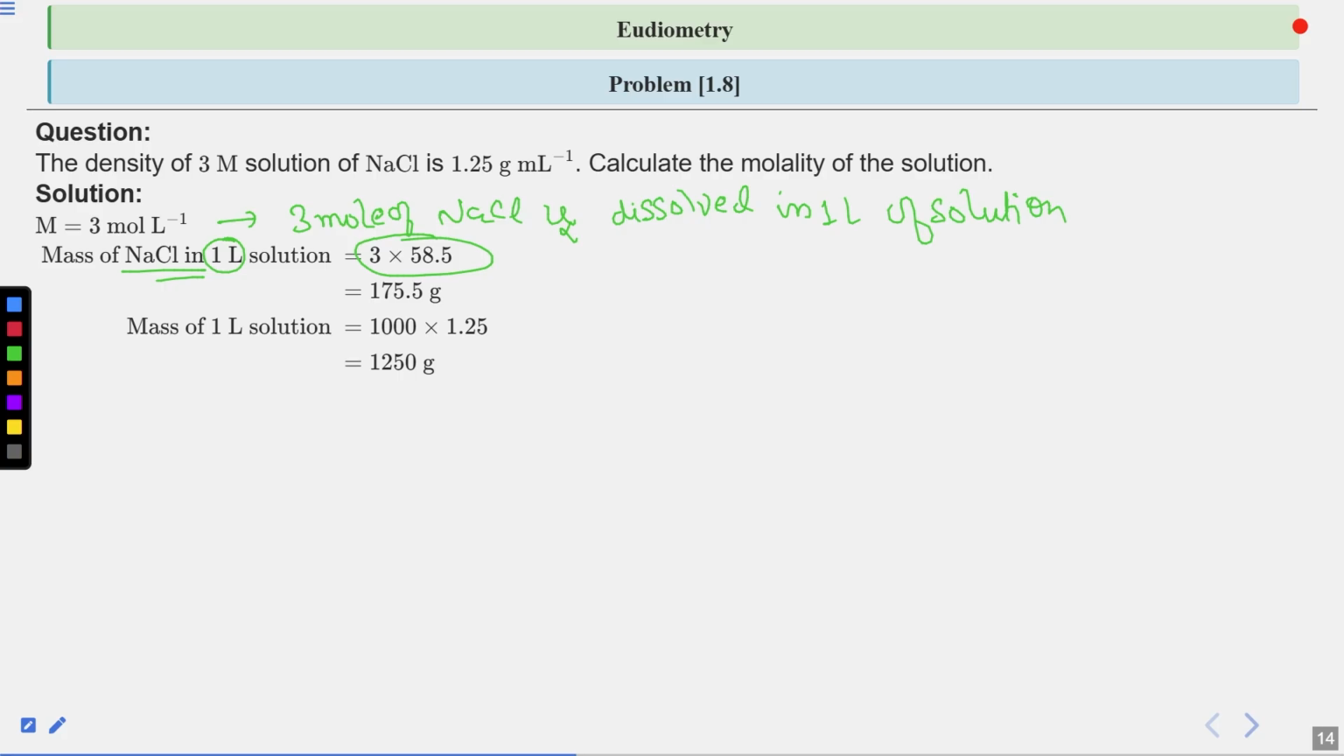Now if 3 moles is present in 1 liter of NaCl solution, then from there we can calculate the mass. Moles multiplied by the molar mass will give you the mass that is present in 1 liter of solution. Next, 58.5 is the molar mass of NaCl. It is 23 plus 35.5.